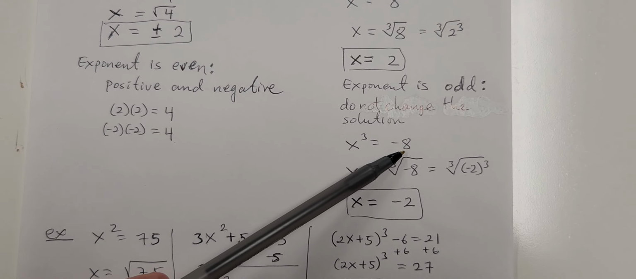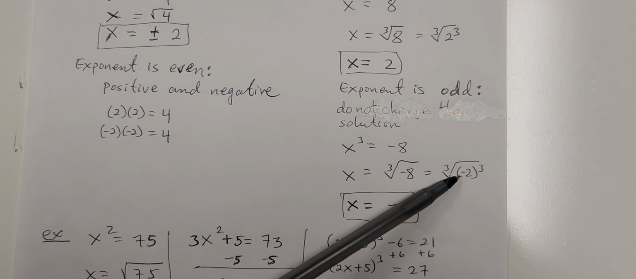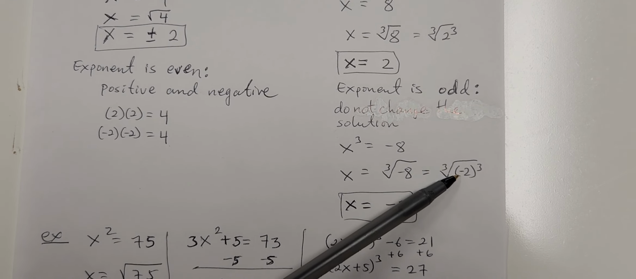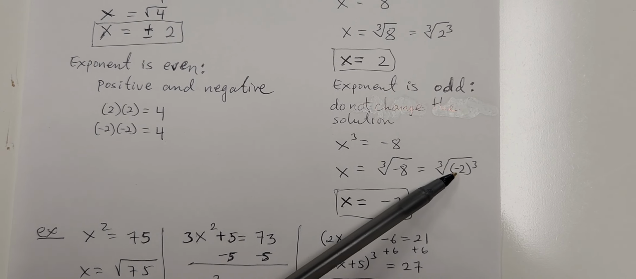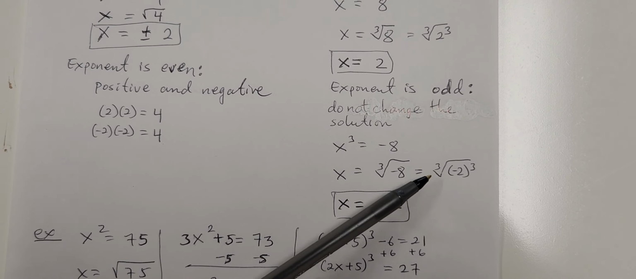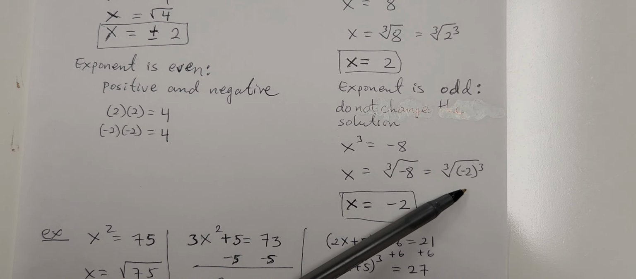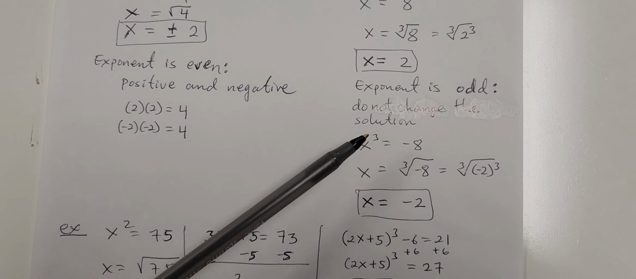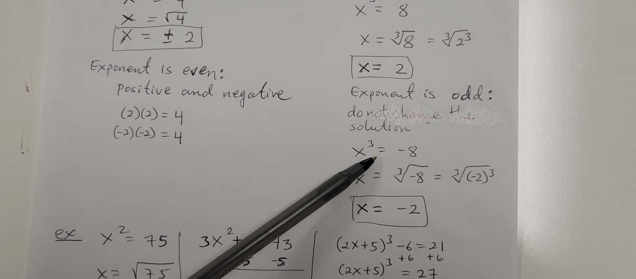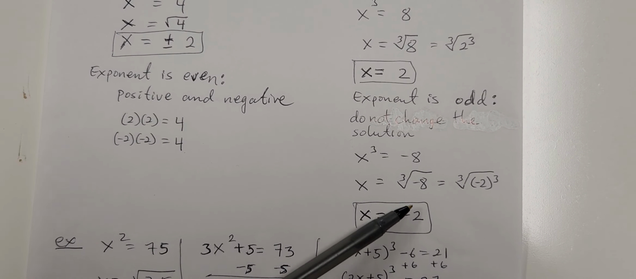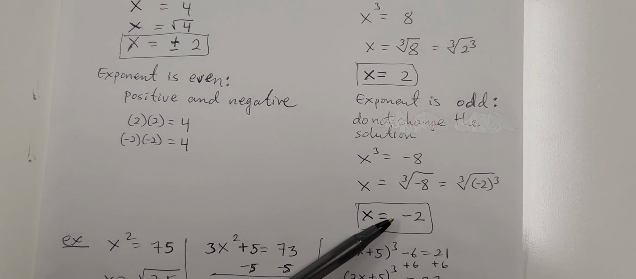Okay, here's another example. What happened if I have negative 8? So cube root negative 8 is technically, there are 3 negative 2. So negative 2 times negative 2 gives me positive 4. Times the third negative 2 will give me negative 8. So technically, cube root negative 8 is negative 2. Again, because this is an odd power, we do not change our answer. We just leave it alone. We do not add plus and minus in.